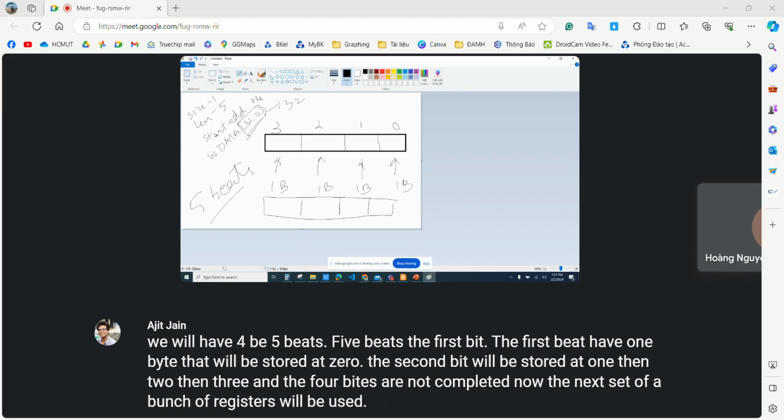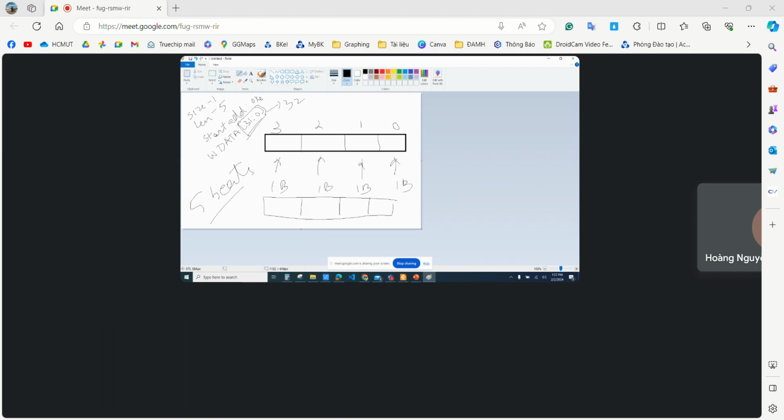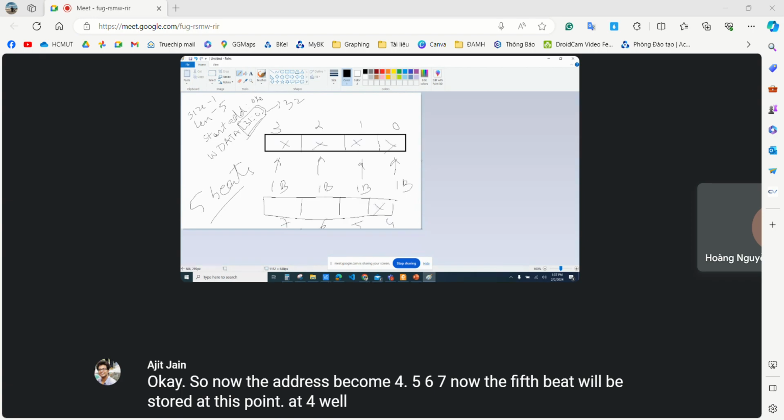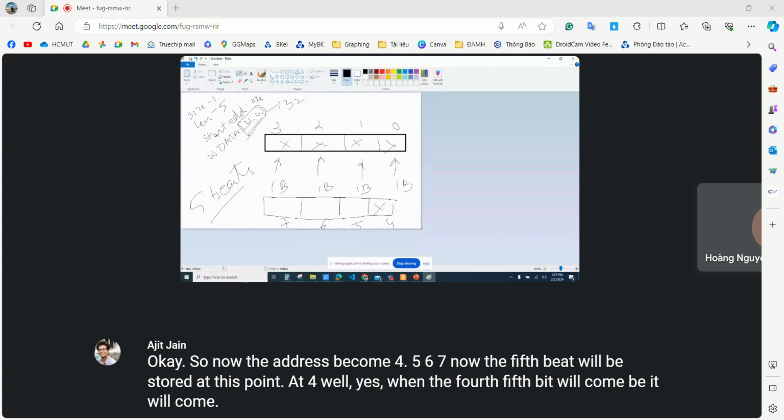Now the next set of registers will be used, so the addresses become 4, 5, 6, 7. The fifth beat will be stored at this point when the fifth beat comes. Is this clear? Yeah, it's clear.